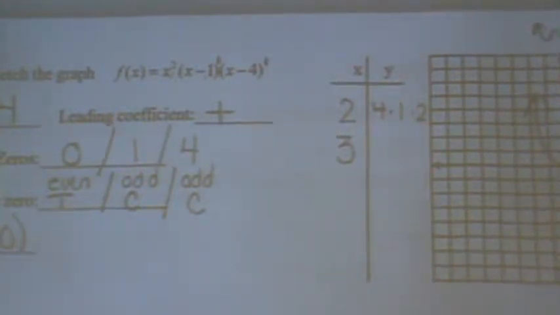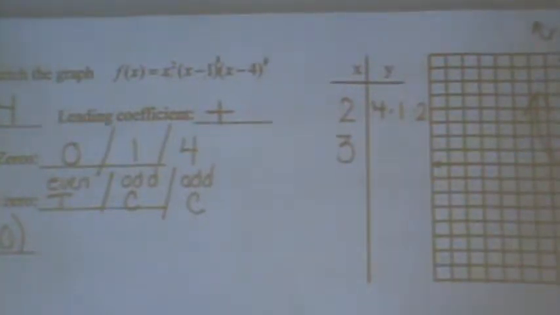I didn't go far enough down. 1, 2, 3, 4, 5, 6, 7, 8. Put a dot right here. So what's happening is this is coming down. And now at 3, I want to do 3. So 3 squared is 9. And then 3 minus 1 is 2. And 3 minus 4 is negative 1.